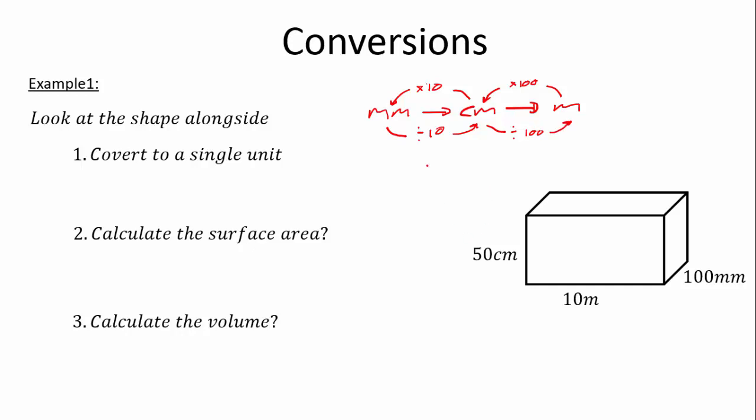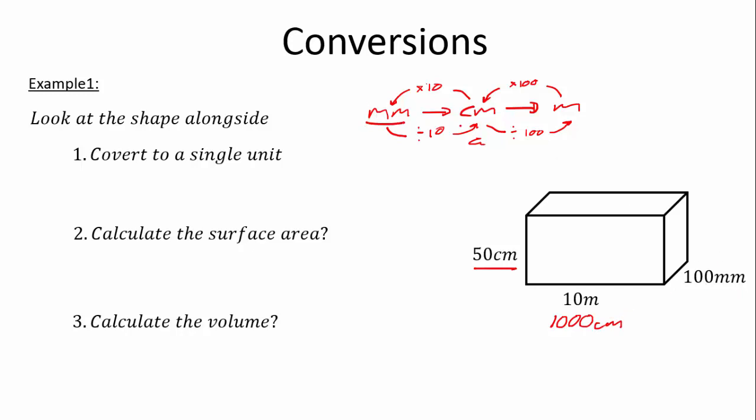Let's pick the middle one, centimeters, to convert to our single units. So 50 centimeters, that's fine. 10 meters to centimeters, times by 100. 10 by 100 is 1,000 centimeters.